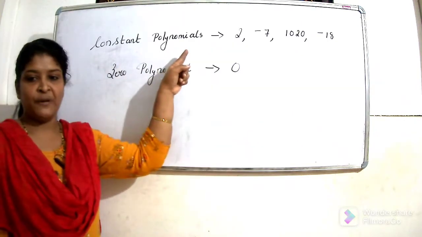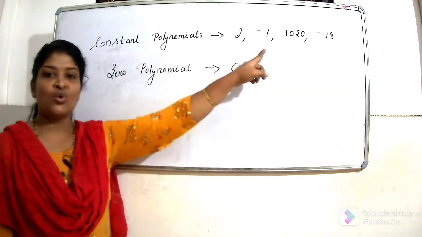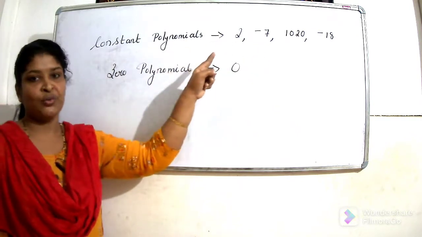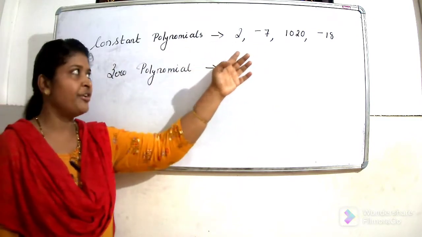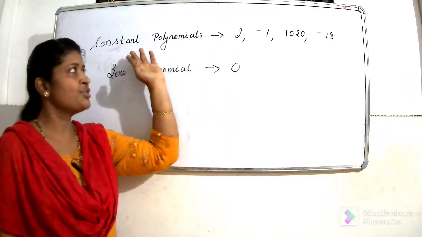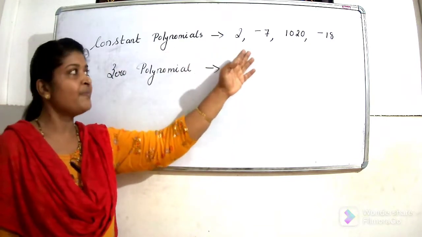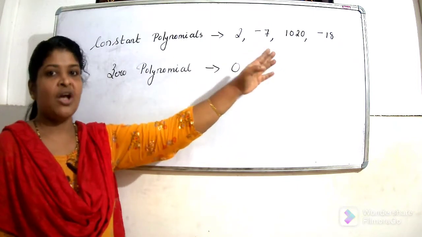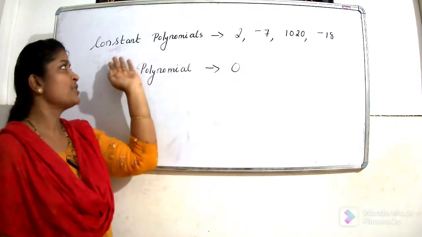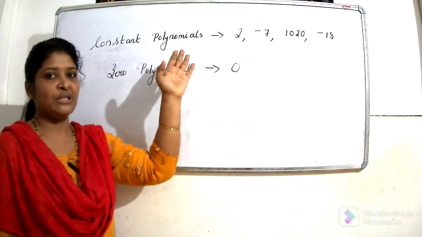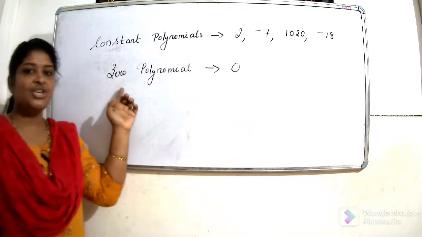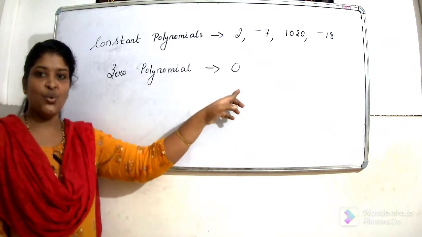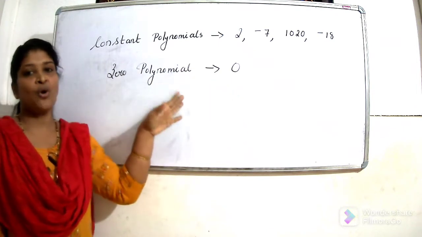Constant polynomial. If digits alone are coming, then we can say that is a constant polynomial. Some examples I have written here. 2 is a constant polynomial, negative 7, 1020, negative 80. All these digits are known as constant polynomials. Next one, zero polynomial. The digit 0 is known as the zero polynomial.